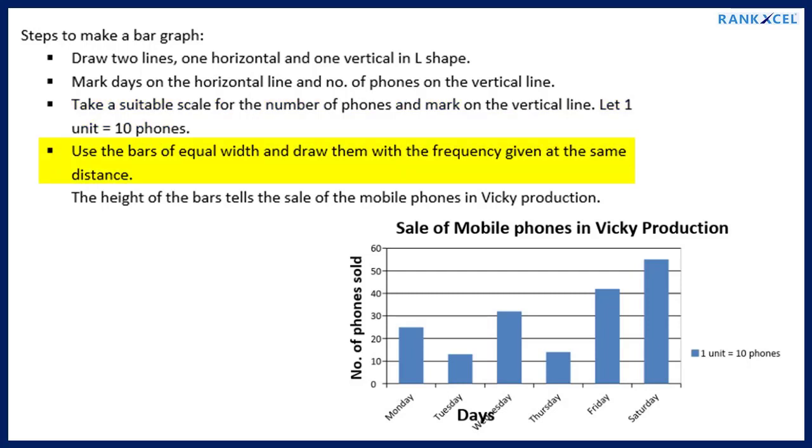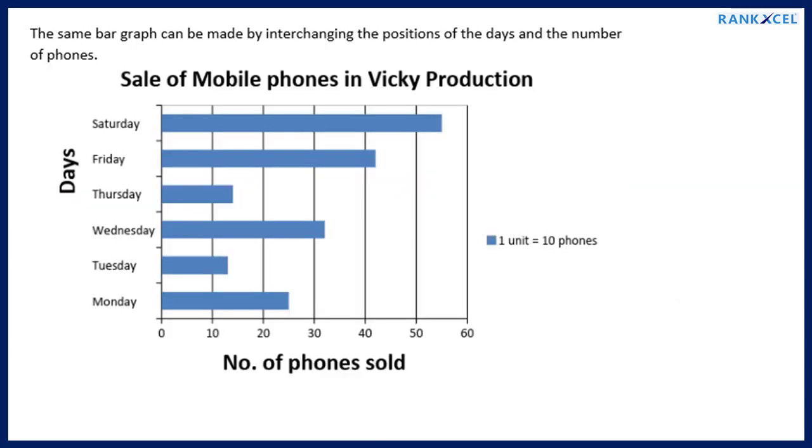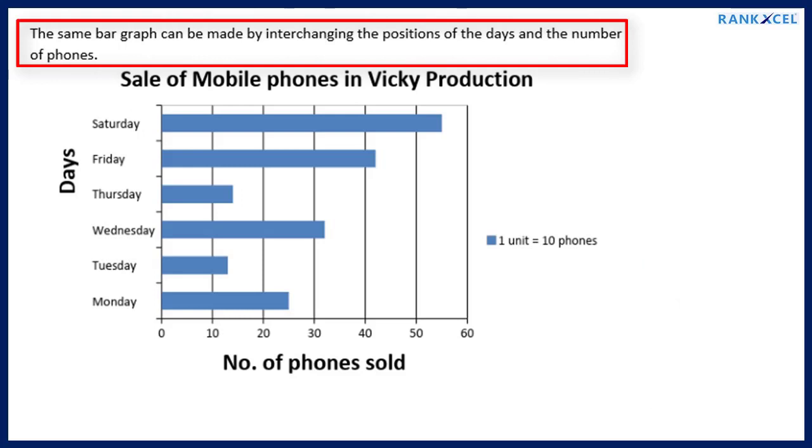Use the bars of equal width and draw them with the frequency given at the same distance. The height of the bars tells the sale of the mobile phones in Viki production. This same bar graph can be made by interchanging the positions of the days and the number of phones.